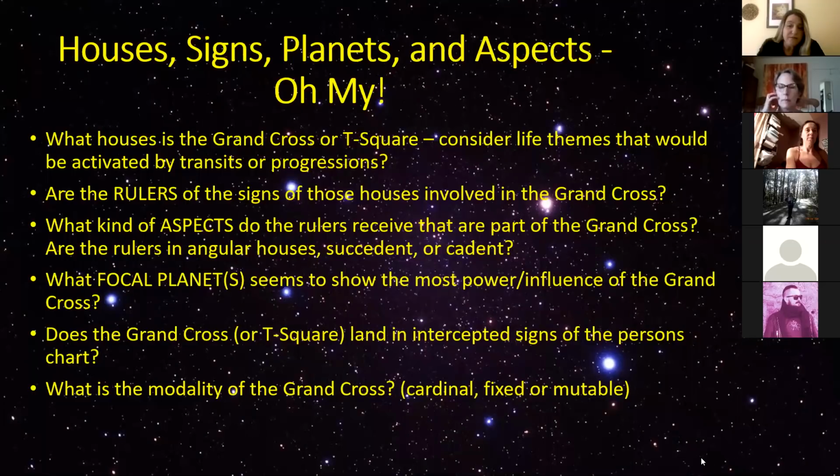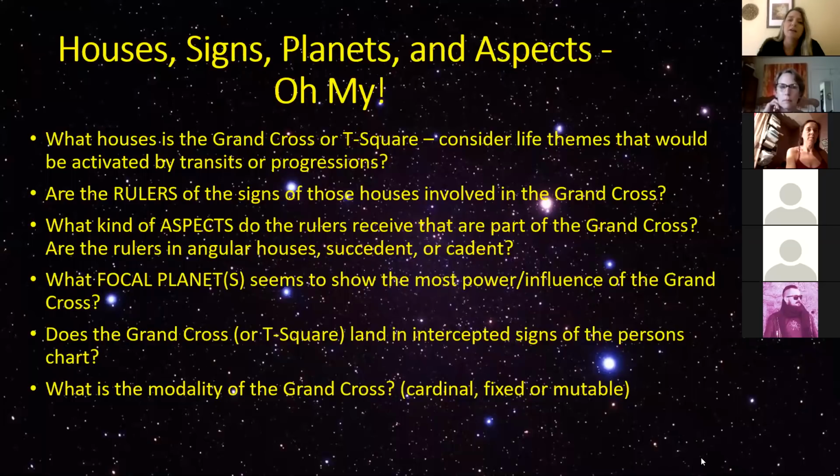Are the rulers of the signs of those houses involved in the grand cross or the T-square? And what kind of aspects do the rulers receive that are part of the grand cross or the T-square? Are the rulers angular, succedent, or cadent? And what focal planet or planets seem to show the most power or influence in the configuration of either the grand cross or the T-square? The focal planet, mainly I would probably look at for the T-square.